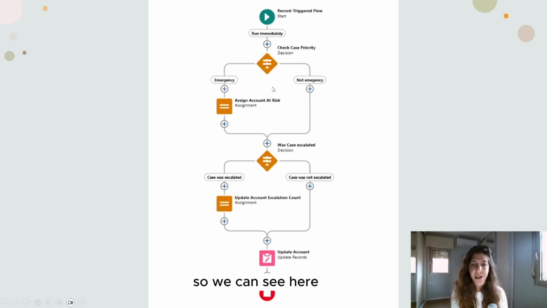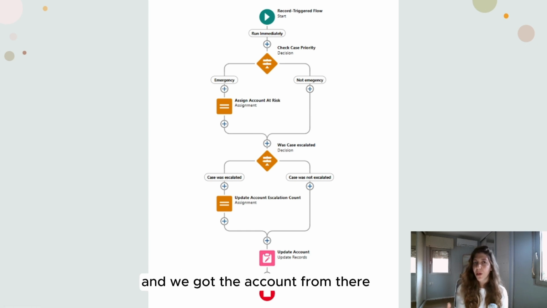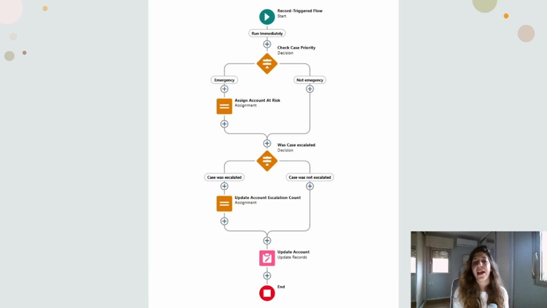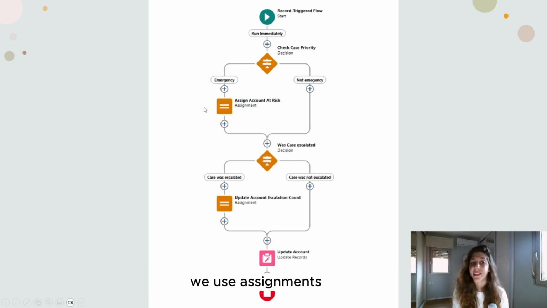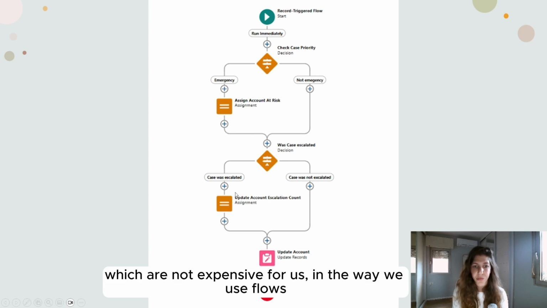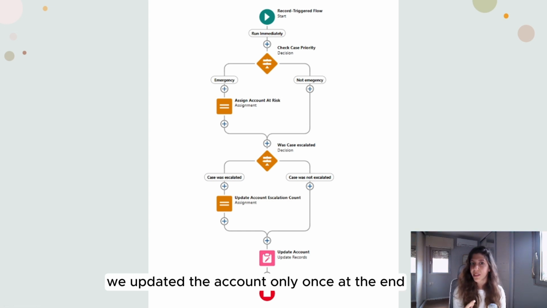So we can see here, instead of using a get record element, we just used the record, the case that triggered the flow, and we got the account from there. And then instead of updating the account twice, we used assignments, which are not expensive for us in the way we use flows. And we updated the account. We reached the database only once. We updated the account only once at the end.